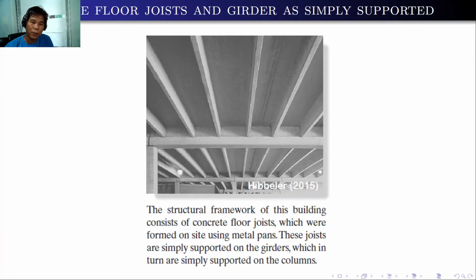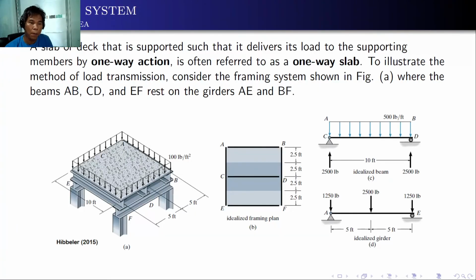Also for concrete floor joists and girders, these are taken as simply supported. As you can see, the structural framework of this building consists of concrete floor joists which are formed on site using metal pans. These joists are simply supported on the girders, as you can see, which in turn are simply supported on the columns.